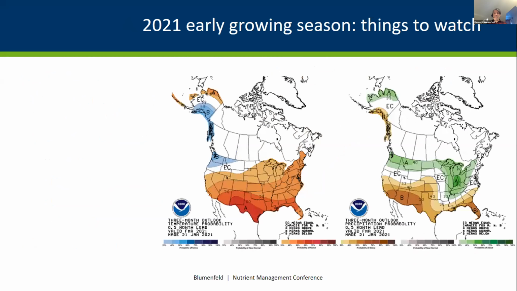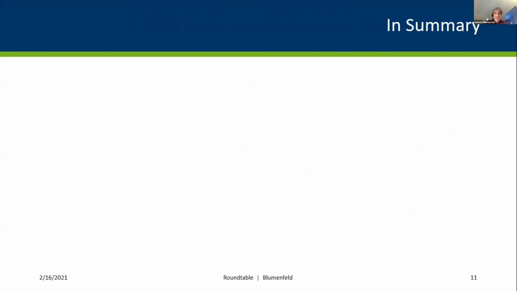Now, here's what the Climate Prediction Center has outlooked for February, March, and April, the early growing period. Slightly more likely to be warmer than normal temperatures over Minnesota. And then a mix between either above normal precipitation or equal chances of normal precipitation over the state. So there isn't much to go on with that.